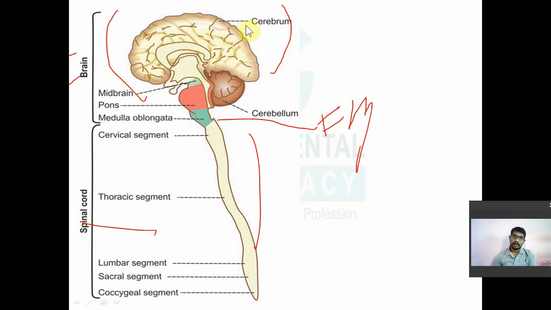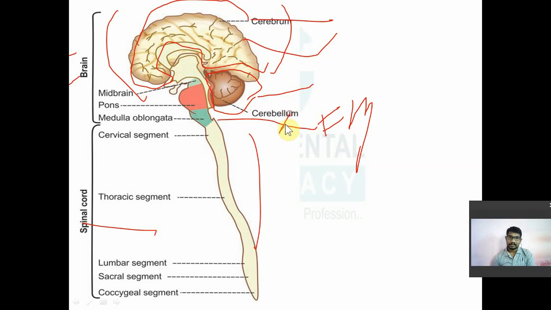So the largest part of brain is known as a cerebrum. This is the part known as a cerebrum. This is the largest part of your brain. Remember, there is another part. It is known as a cerebellum, or it is known as a small brain. Cerebellum is known as a small brain.